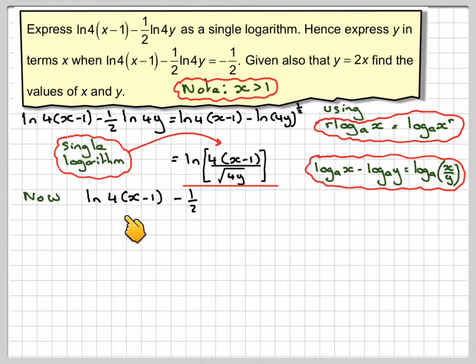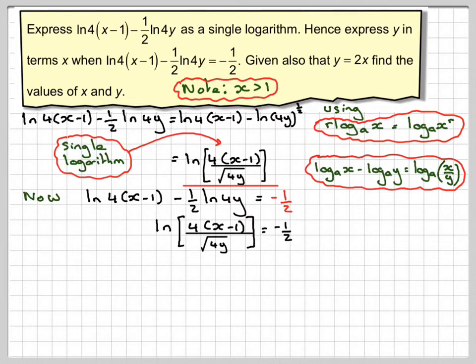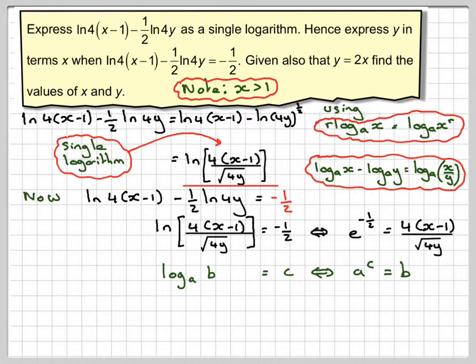Now our original expression is equal to minus a half, therefore this bit is also now equal to minus a half. Now comes an important rule in logarithms, that log to the base a of b is equal to c implies that a to the c is equal to b. So b is going to be this bit, the base is e, and c is equal to this bit. So transposing like that, we get e to the minus a half is equal to 4 times (x minus 1) over the square root of 4y. Right, this is 1 over e to the half, which is 1 over the square root of e.